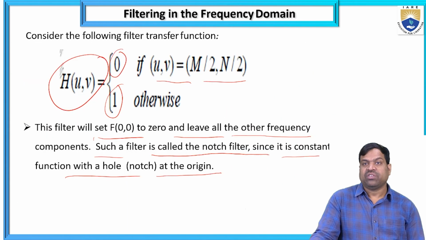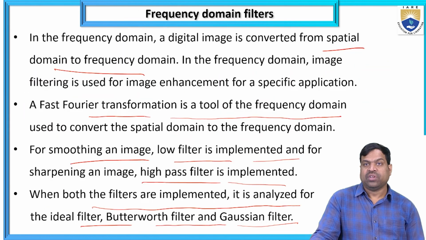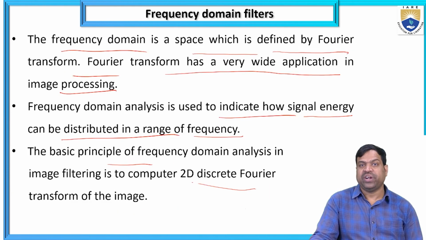When I am using the Fourier transform, this is the equation. The spatial domain is converted to the frequency domain, and frequency domain image filtering is used for image enhancement with the specified filter. The frequency domain is a space defined by the Fourier transform. The Fourier transform has very wide applications in image processing.